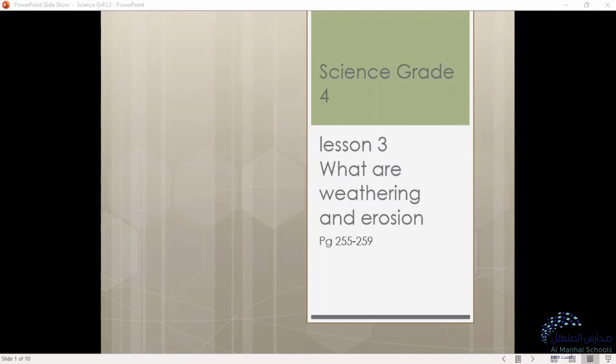So today we'll be discussing what weathering and erosion are, and you'll find this in your Interactive Science books for grade 4 on pages 255 to 259.